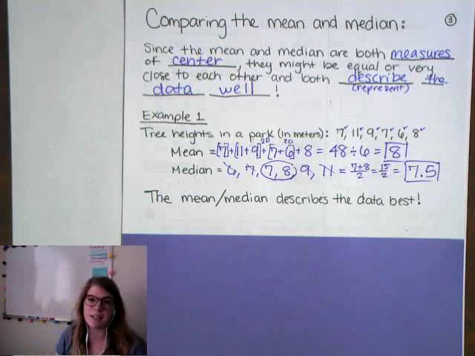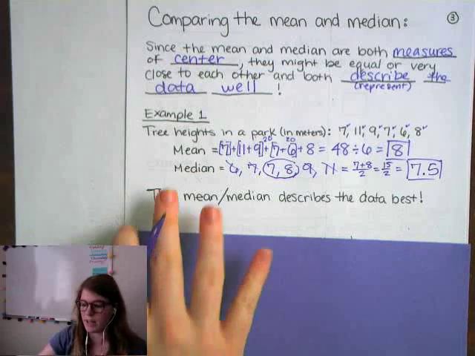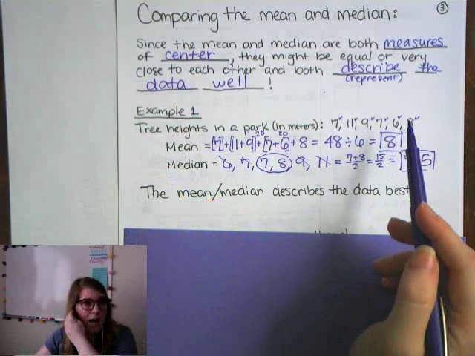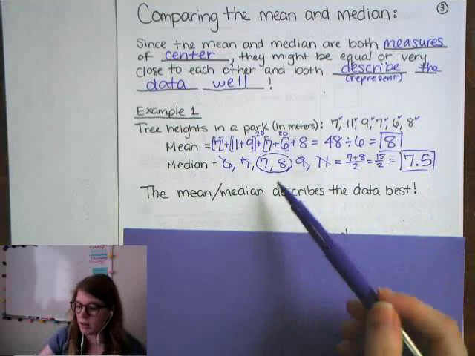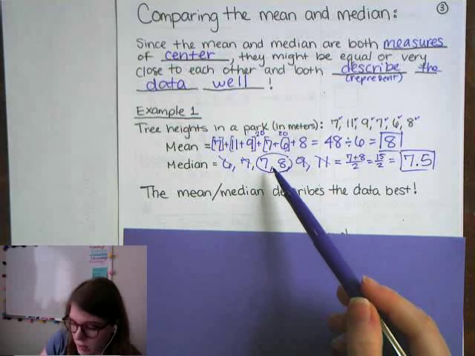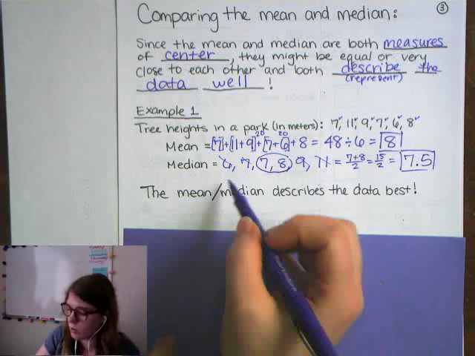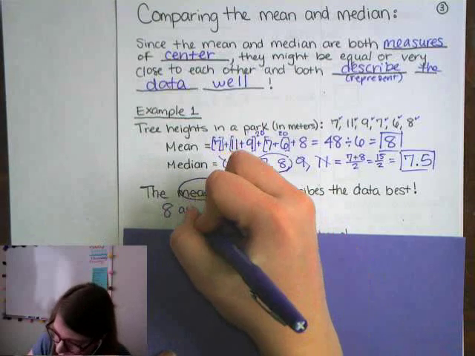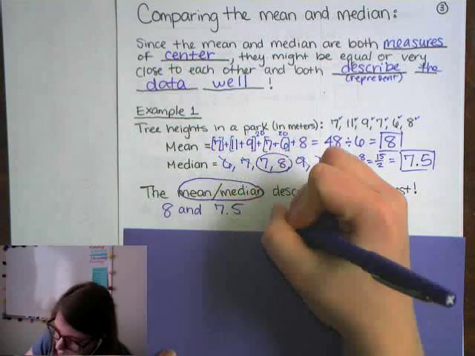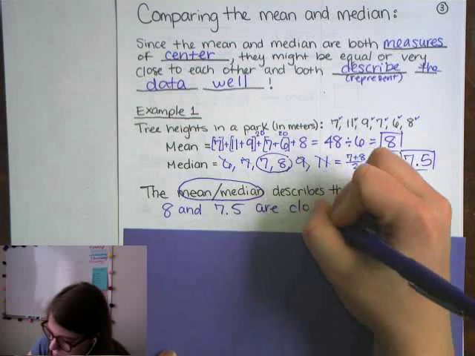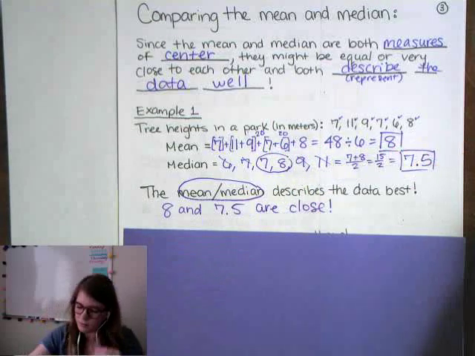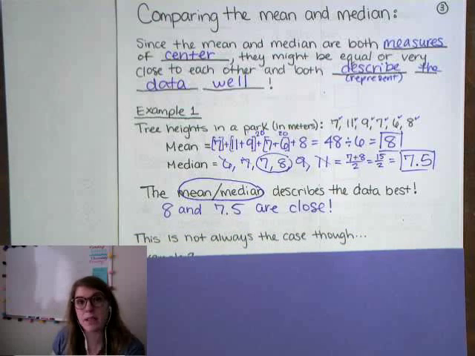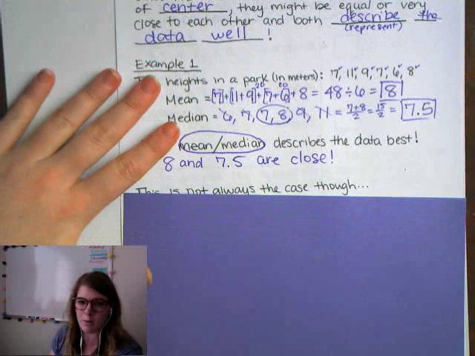So this one's kind of like the example I was using when I was explaining to begin with. 7.5 and 8 are pretty close to each other. Given all of these values, I would say either of them represent the data pretty well, because they're both a little bit more than some, a little bit less than some. So both of them, 8 and 7.5, are close. So they both describe the data well. Not always going to be the case. Hope you kind of saw that coming with what we've already talked about.